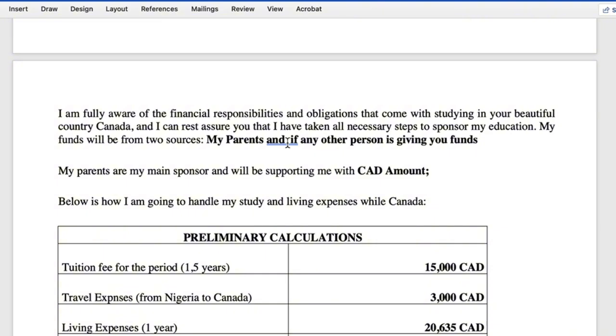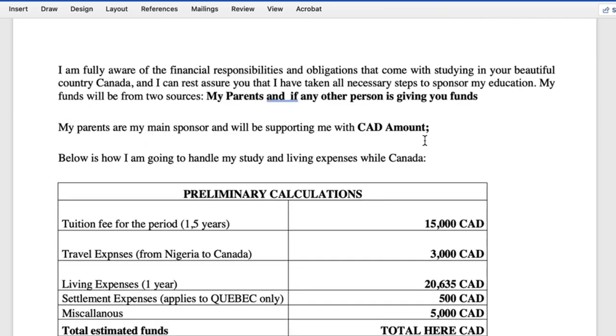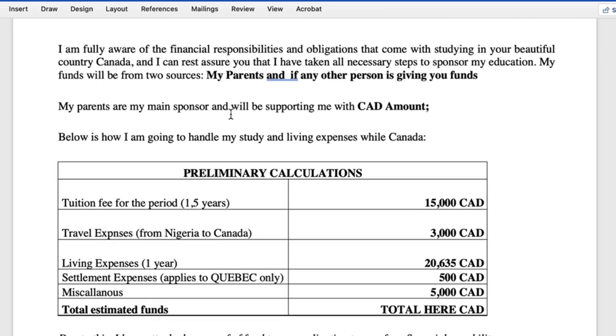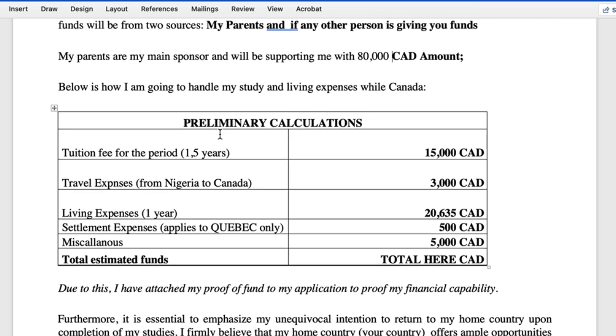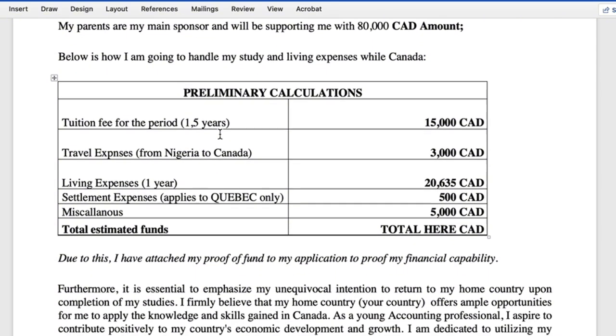You can just put your parents if you have just one sponsor. You can put two people if you have two. So I just put here my parents, and if any other sponsor, you can attach. All right, so my parents are my main sponsor who should be supporting me with, you put the amount in Canadian dollars. Let us say they're sponsoring you with 80,000 Canadian dollars, like this. You put like this. Now, below is how I'm going to handle my studies and living expenses while in Canada.